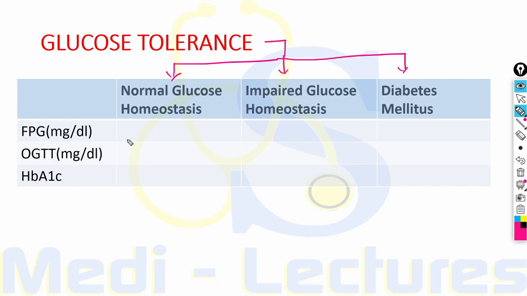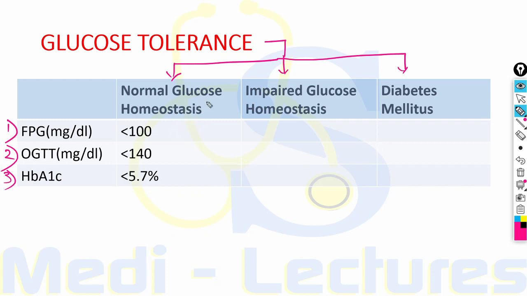So all these categories can be differentiated on the basis of fasting plasma glucose, which is checked after 8 hours of fasting, oral glucose tolerance test, which is done using 75 gram of anhydrous glucose dissolved in water, and HbA1c. It is also known as glycosylated or glycated hemoglobin, and the concentration can help in differentiating these three categories.